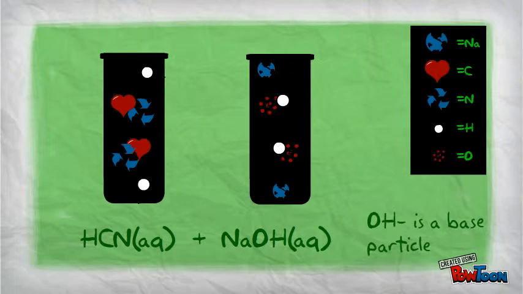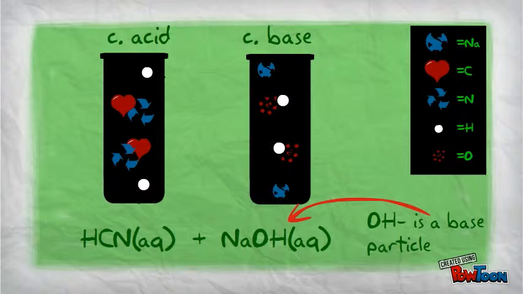Therefore, cyanide is the base, and hydrocyanic acid is the conjugate acid. This leaves a hydroxide minus, the conjugate base.